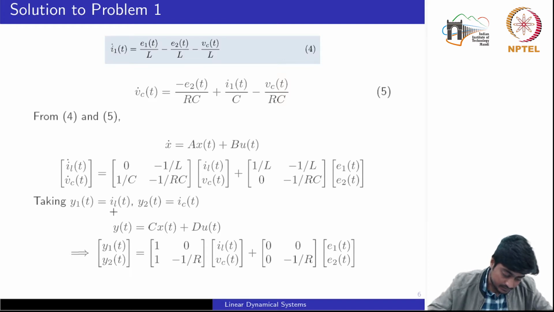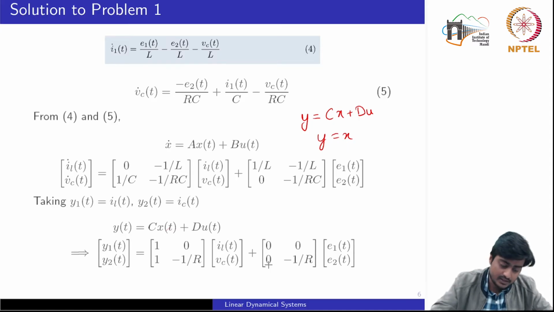Y here could be the state also, because if you recall, the output equation is given by Cx plus Du. Depending on what measurements are available to us directly, we can choose the C matrix. If we choose C matrix as an identity matrix and D matrix as 0, in that case we would have Y equal to X. Here we have chosen two different outputs. First is one of the states, IL, and another is the current flowing through the capacitor. If we choose these two outputs, then the C and D matrices can be obtained like this. It's just the simplification of those two basic equations which we discussed in the first part of the problem.